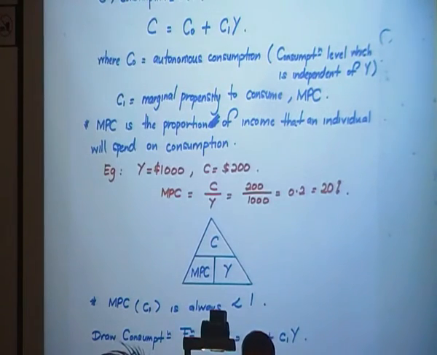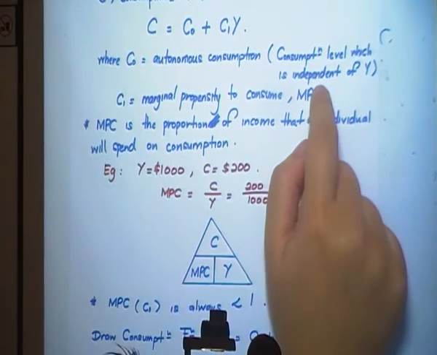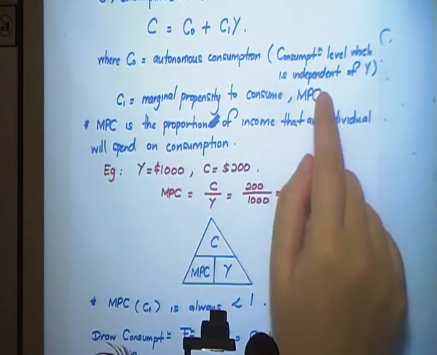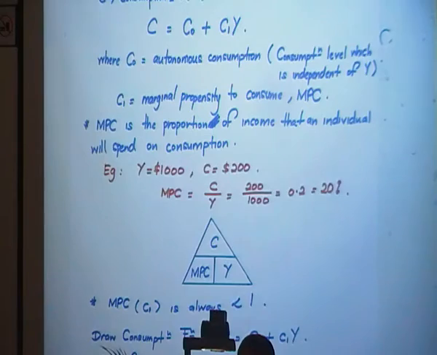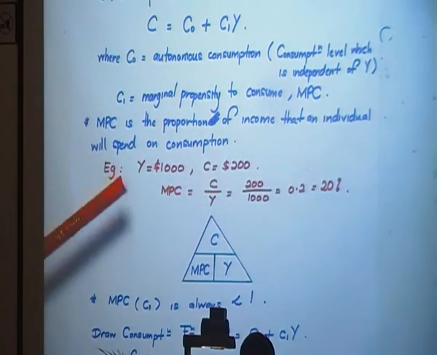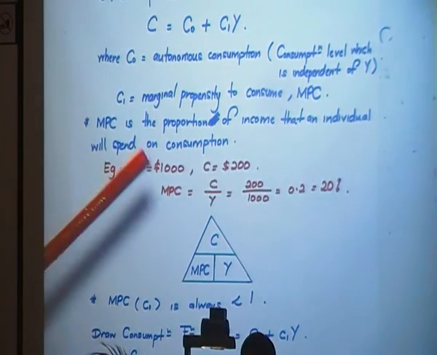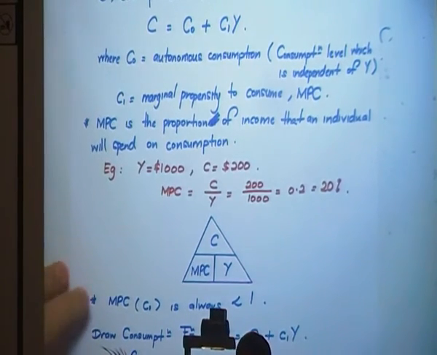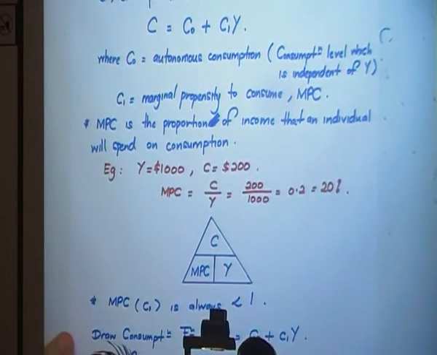Consumption here, this is important. Autonomous consumption, independent of income, is important because examiners usually use this. It means that if your income increases or decreases, this part here is not affected. But your marginal propensity to consume is actually the proportion of income that an individual will spend on consumption.